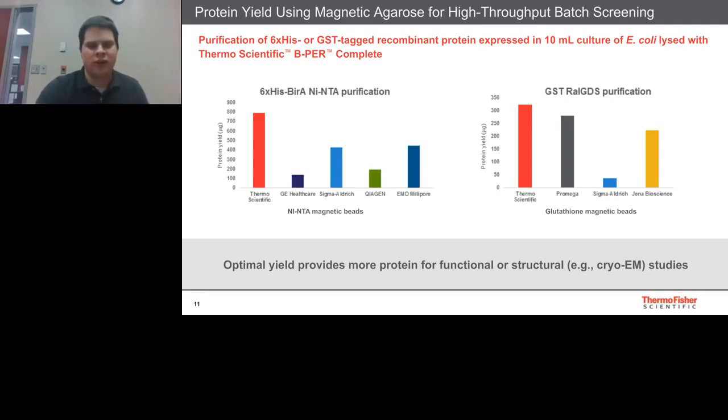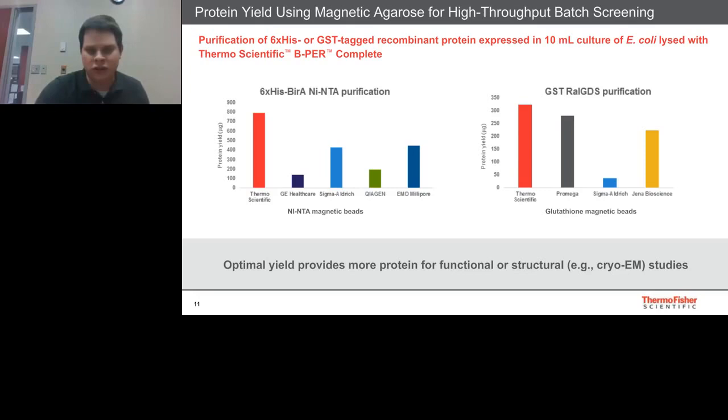highest yield. Increased recovery with Pierce magnetic agarose beads reduces the cost per mg of protein purified, and it also allows for smaller volume expressions and you'd still obtain the same amount of protein you would get when purifying with other magnetic agarose beads at higher expression volumes, thus freeing up more space on shaker platforms. Additionally, the yields obtained at this scale with Pierce magnetic agarose beads could enable studies requiring higher amounts of protein, such as functional activity measurements and even some structural analysis.